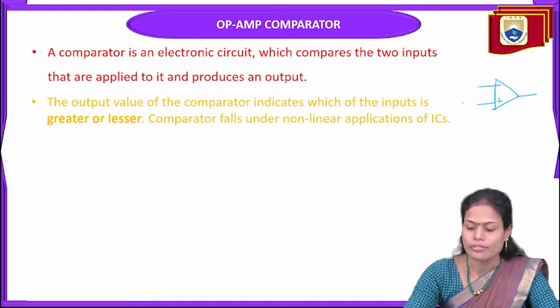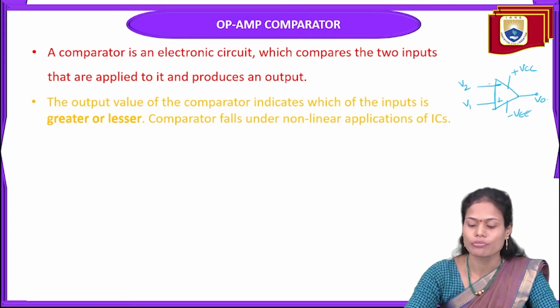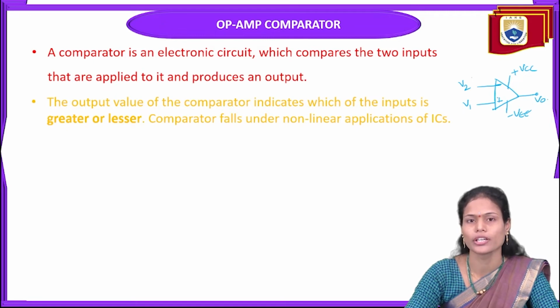Okay, and this one we are taking here as V1 and V2, for example, and it requires two supplies, plus VCC and minus VEE, and the output we will measure across here. The function of the comparator is to compare whatever voltages we are providing across the inverting terminal as well as the non-inverting terminal, that is nothing but V1 and V2. So it will compare the two voltages. According to that, it will provide the output, whether which one is greater or which one is less.